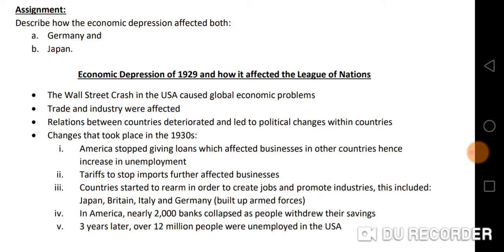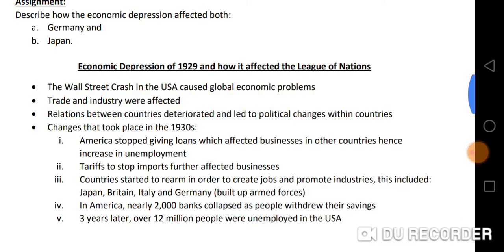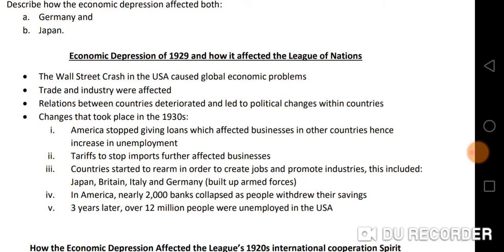One was that America stopped giving loans, which affected businesses in other countries. Hence, there was an increase in unemployment. And two, tariffs to stop imports further affected businesses. The third is that countries started to rearm, that is to build up their armed forces in order to create jobs and to promote industries. And these countries were Japan, Britain, Italy, and Germany.